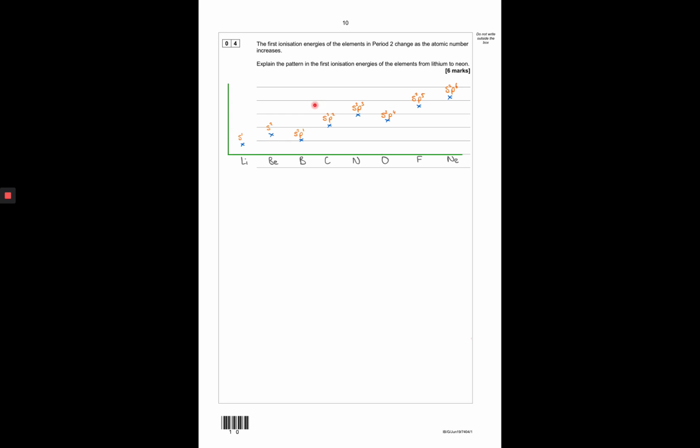So the first thing to comment on is that there is a general trend. The first 2 of the marks are going to refer to the general trend. And we've got to explain why that is, because notice there's the word explain. Explain means say what it is and then why it happens. And then we can also see that even though we've stated that there's a general trend, there are 2 anomalies to that general trend. When we go from beryllium to boron, it's not following the general trend, and when we go from nitrogen to oxygen, it's not following the general trend.